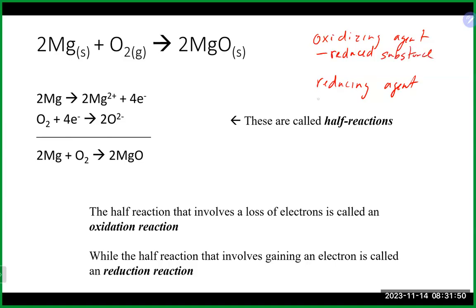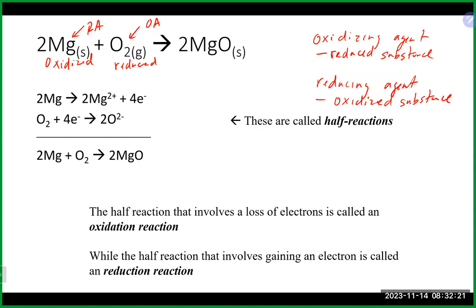And the reducing agent is the substance that gets oxidized. And once again, the reason they are called that is because that is essentially what they cause in the other thing. So in our example here, our magnesium gets oxidized, which means the magnesium here is our reducing agent. The oxygen gets reduced, which means the oxygen here is our oxidizing agent.